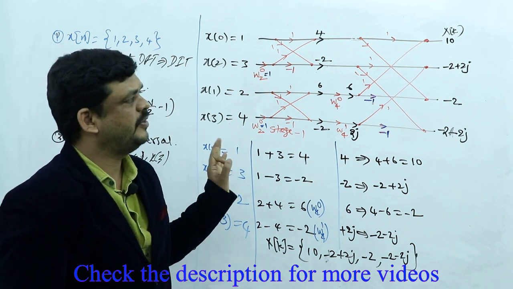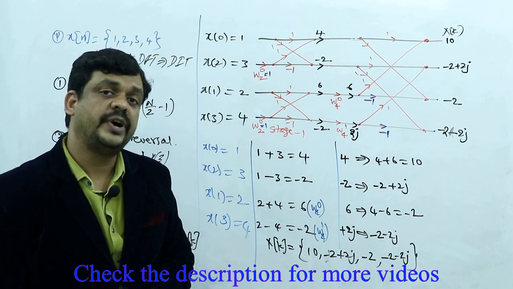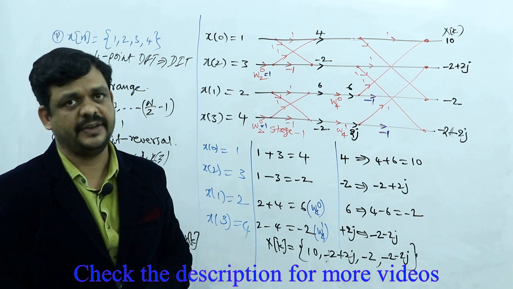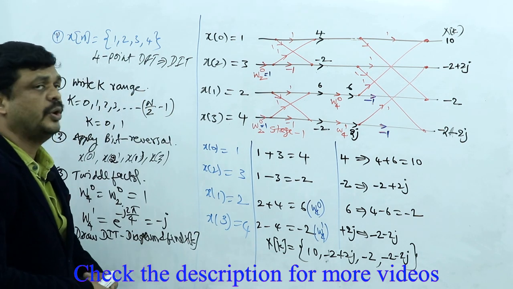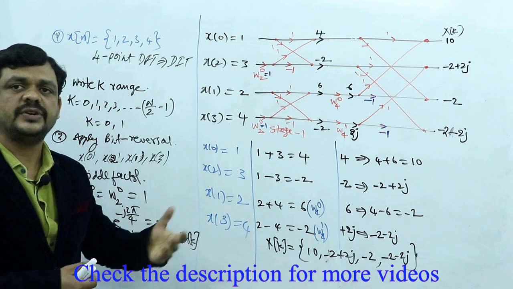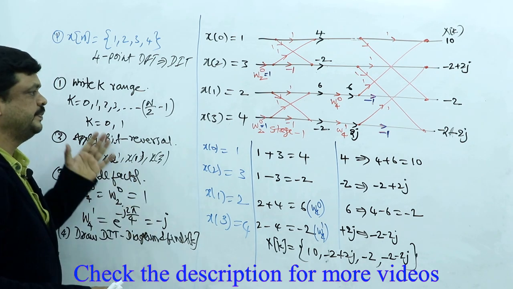So now I explained one simple example of how to find the DFT of a given sequence. The sequence here I have assumed as 1, 2, 3, 4. Similarly, we have to discuss some other problems. So please take this now.